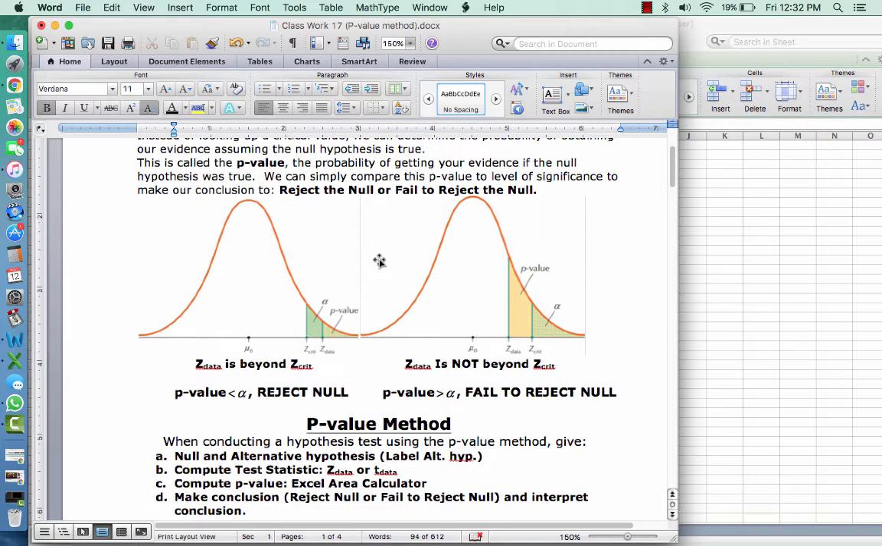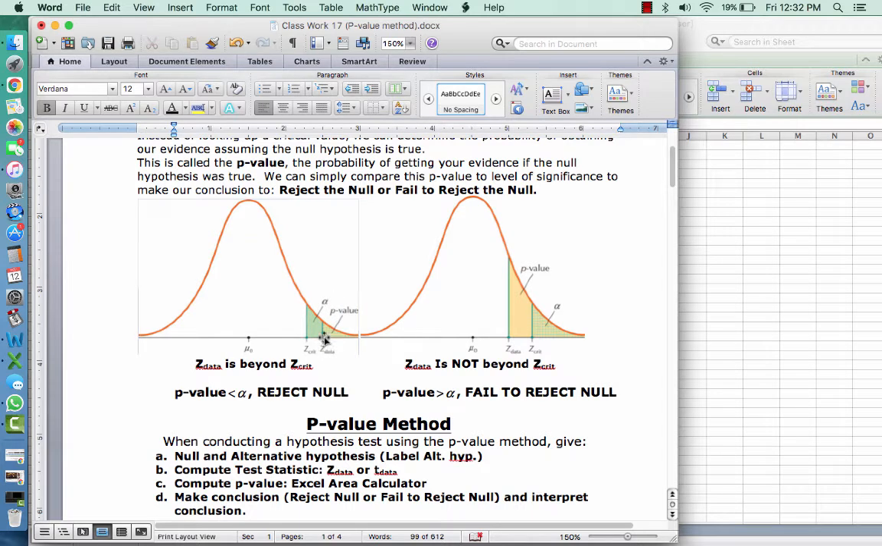This picture right here shows you why these two approaches come to the same conclusion. We learned from the critical value method that if the test statistic z data is beyond the critical value, this is an example showing the right tail test, then we reject the null. The p-value is going to be the probability or the area of getting your test statistic or anything more extreme. In this case, more extreme means into the right tail. The mirror image would be true on the left side.